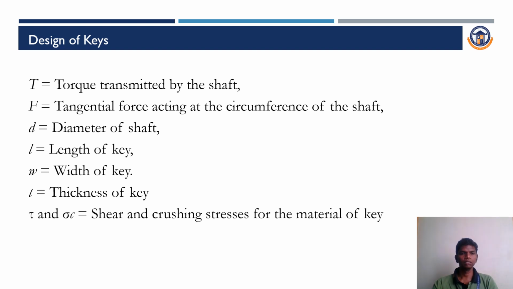Design of keys. These are all the parameters we must know while designing the keys. T is the torque, and F is the tangential force acting on the circumference, d is the diameter, l is the length of the key, w is the width of the key, and t is the thickness of the key. These are the factors we must know while designing the keys.